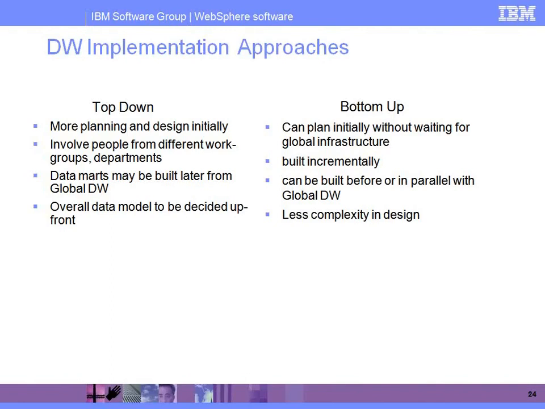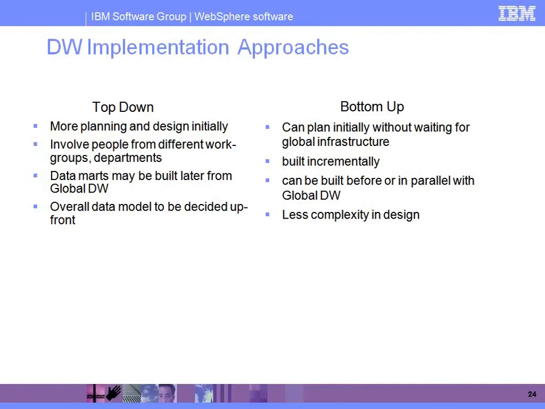We can design a DataStage job where one link loads the data into the warehouse table and another link loads the data into the mart table also, right? That's also one difference. But in terms of data consistency and accuracy, the top-down approach will provide good data because we are taking the help of people from different individual departments.